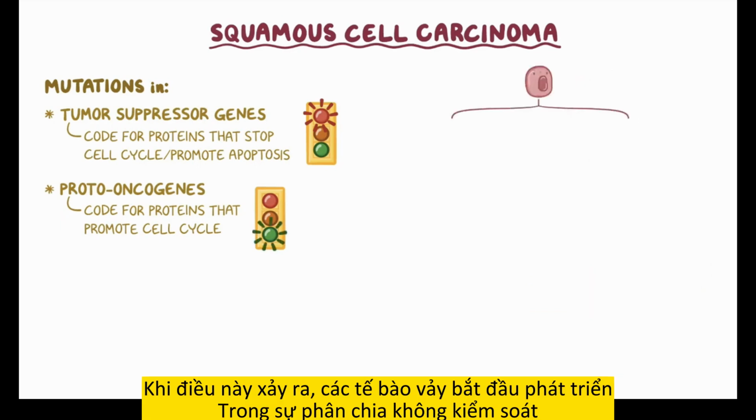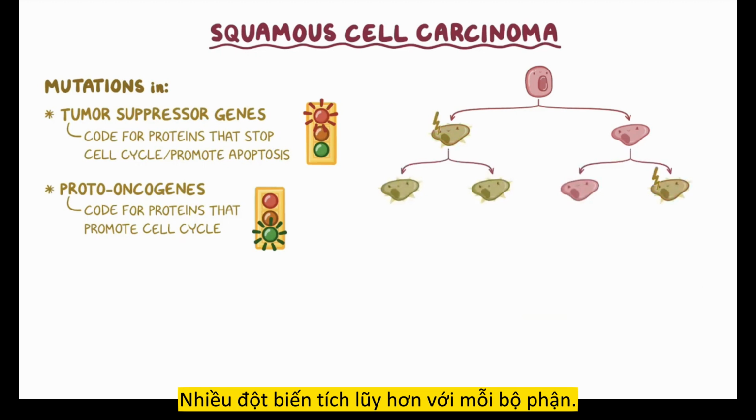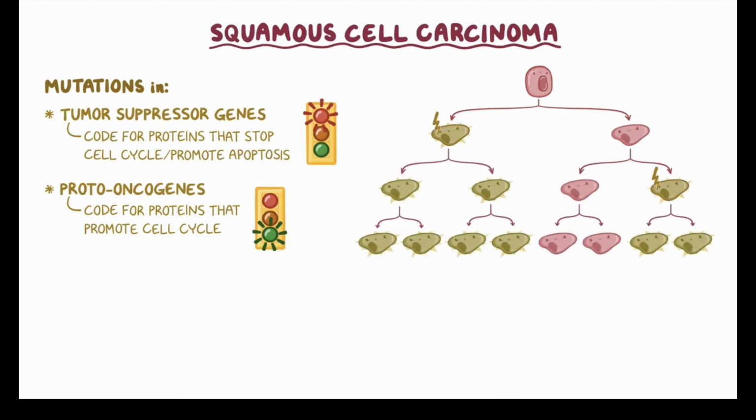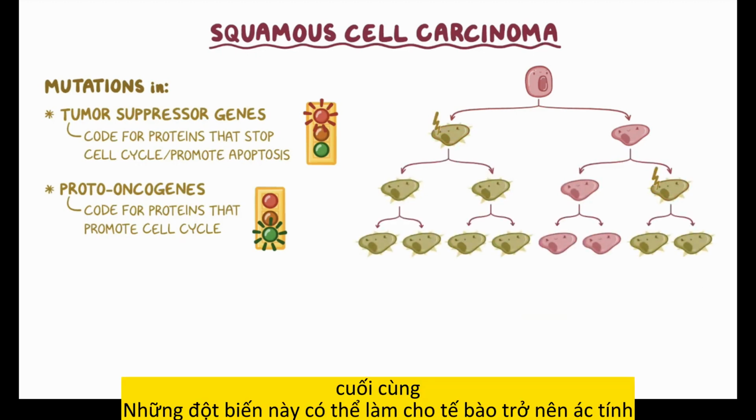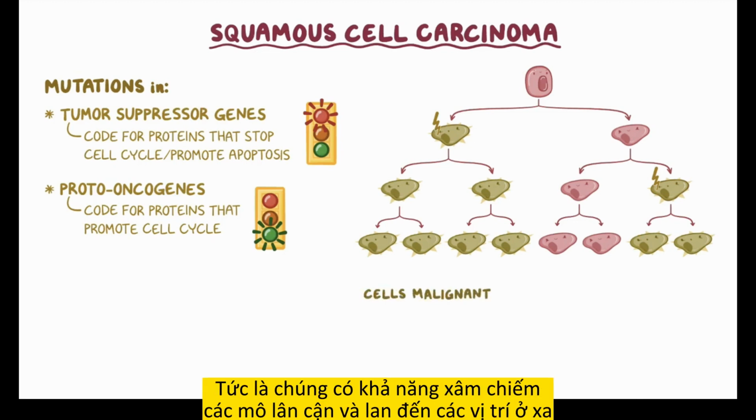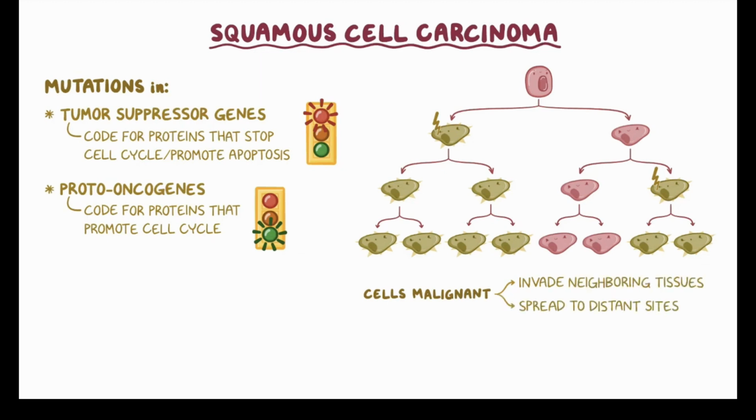When this happens, squamous cells start dividing uncontrollably, and more mutations accumulate with each division. So eventually, these mutations might make the cells malignant, meaning they gain the ability to invade neighboring tissues and spread to distant sites.